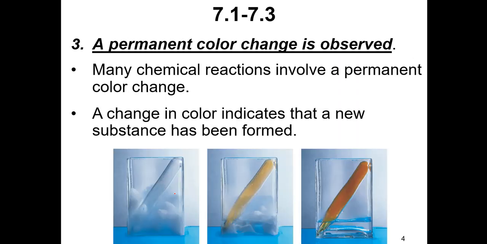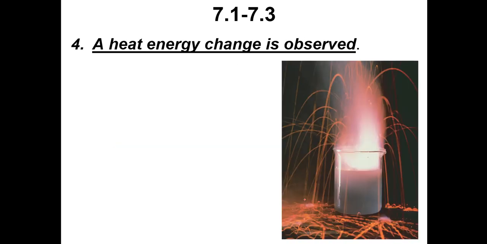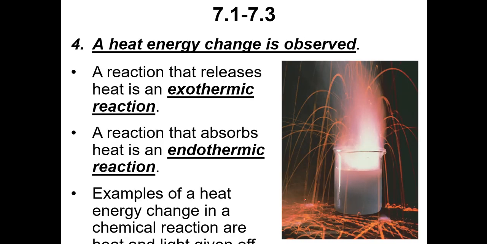Third one is a color change. Please keep in mind it must be a permanent color change. So here's a color change that occurred starting from the clear one. And then finally, a heat or energy change is observed. So this right here, you can obviously see this is an energy change.